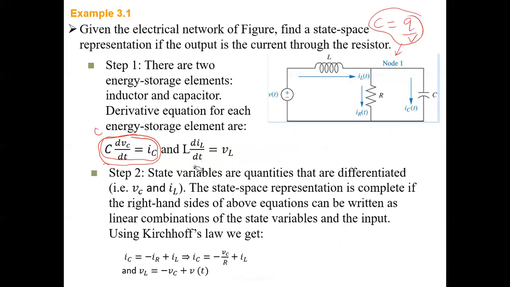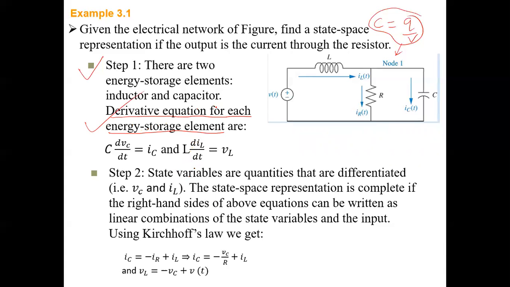So we did part one, step one rather, okay? Step one is done. Find the derivative equation for each energy storage element. These are done. Now step one is done. Step two. What is step two if you remember correctly? Express all the other variables.